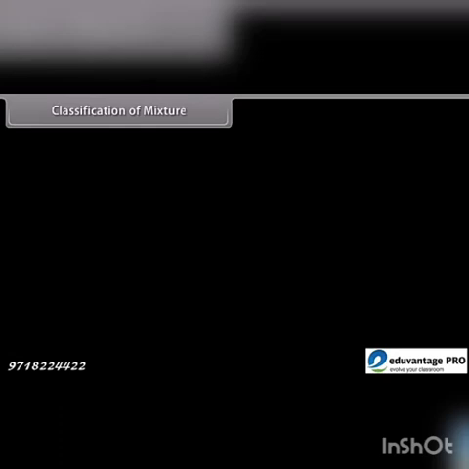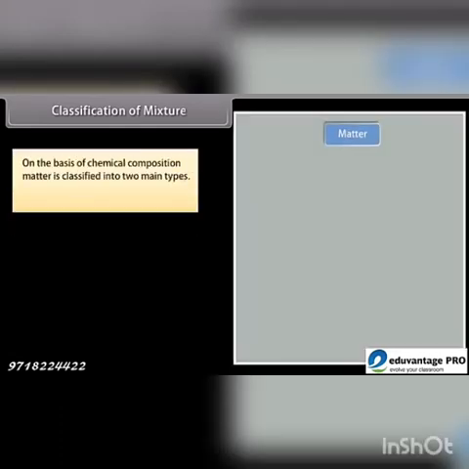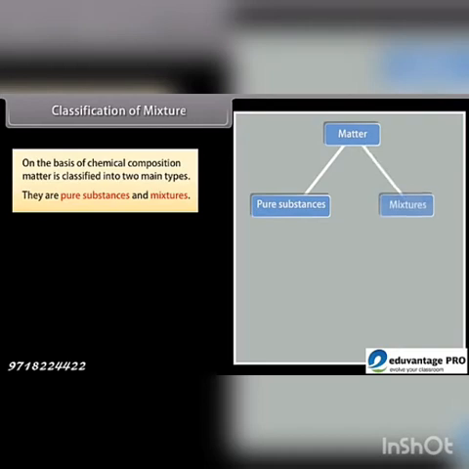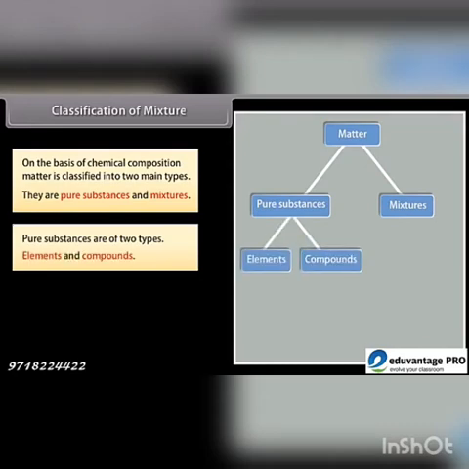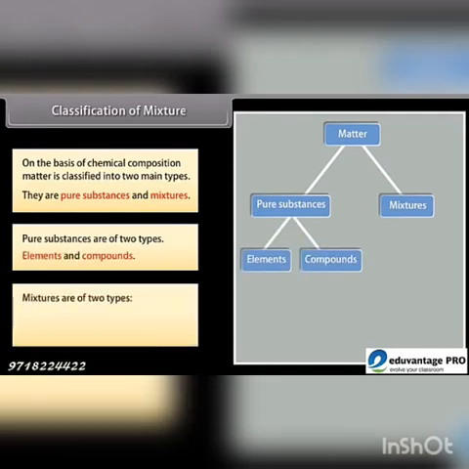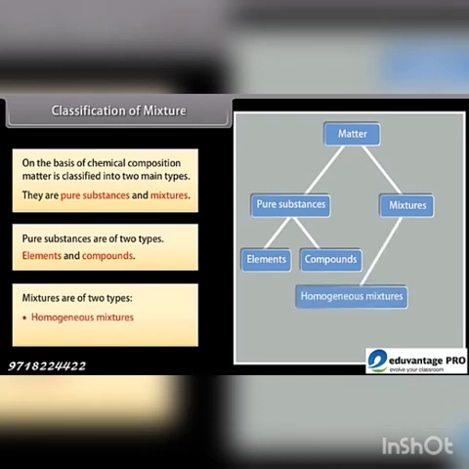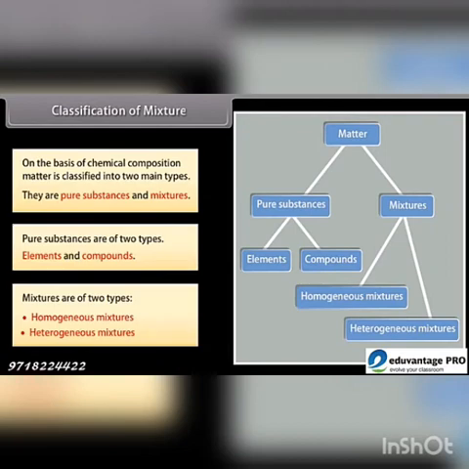Classification of mixtures. On the basis of chemical composition, matter is classified into two main types. They are pure substances and mixtures. Pure substances are of two types. They are elements and compounds. Mixtures are of two types. They are homogeneous mixtures and heterogeneous mixtures.